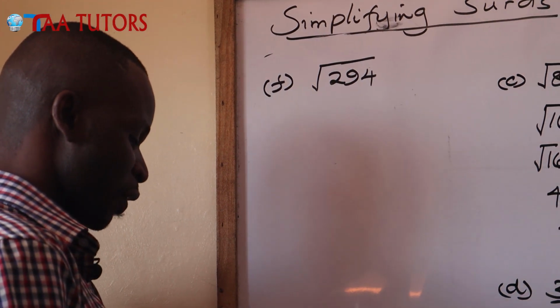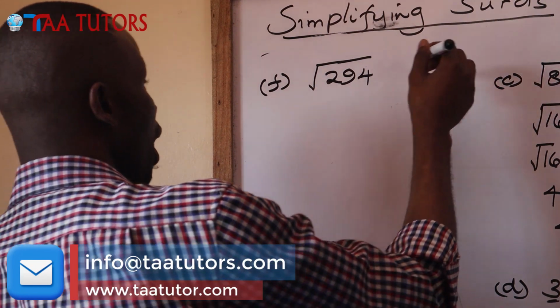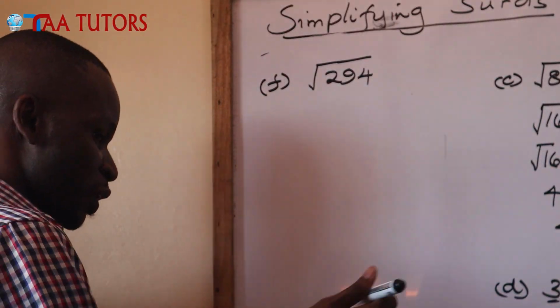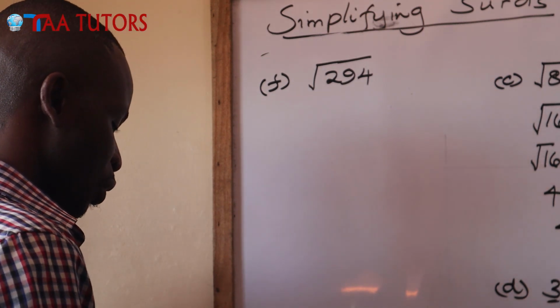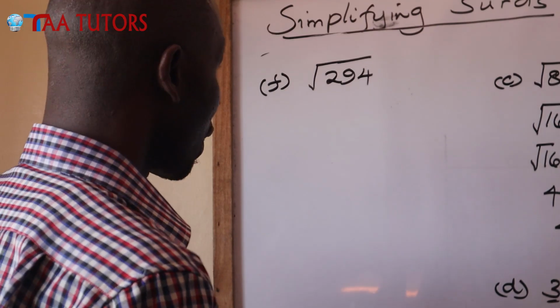So 294 divided by 2. I want you just to follow that step. When you are starting this thing, don't be in a hurry. So 2 times 147. 147 is not a square number. Let's go to 3. 294 divided by 3 is 98. 98 is still not a square number.